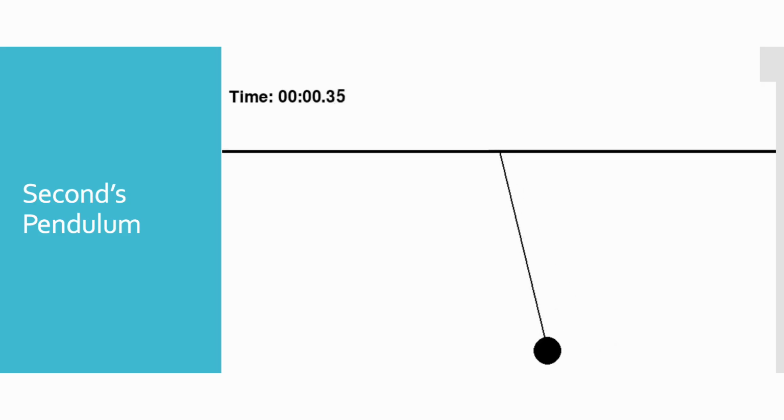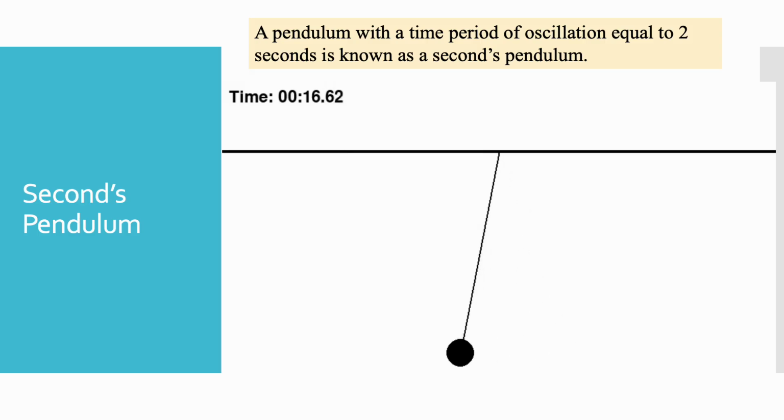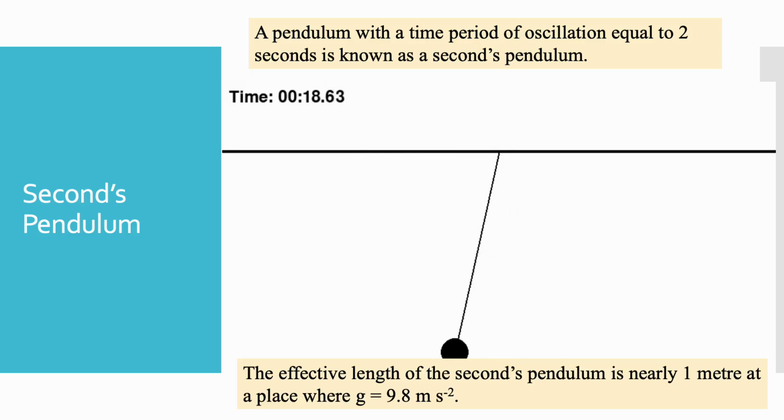A seconds pendulum is a pendulum with a time period of exactly 2 seconds. 1 second for a swing in one direction and 1 second for the return. At a place where G is 9.8 meters per second square, its effective length is close to 1 meter.